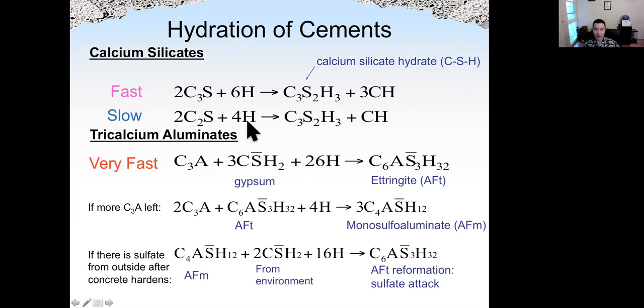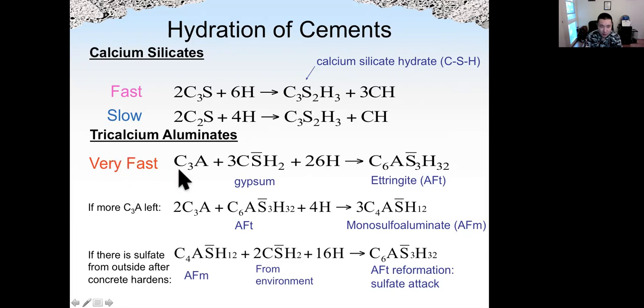C2S also reacts with water, generally the same thing, CSH plus calcium hydroxide. But the difference between these two is that C3S reacts faster compared to C2S. The strength of concrete is mainly provided by calcium silicate hydrate, or CSH. CSH is the strongest hydration product from all these chemical reactions. Keep that in mind.